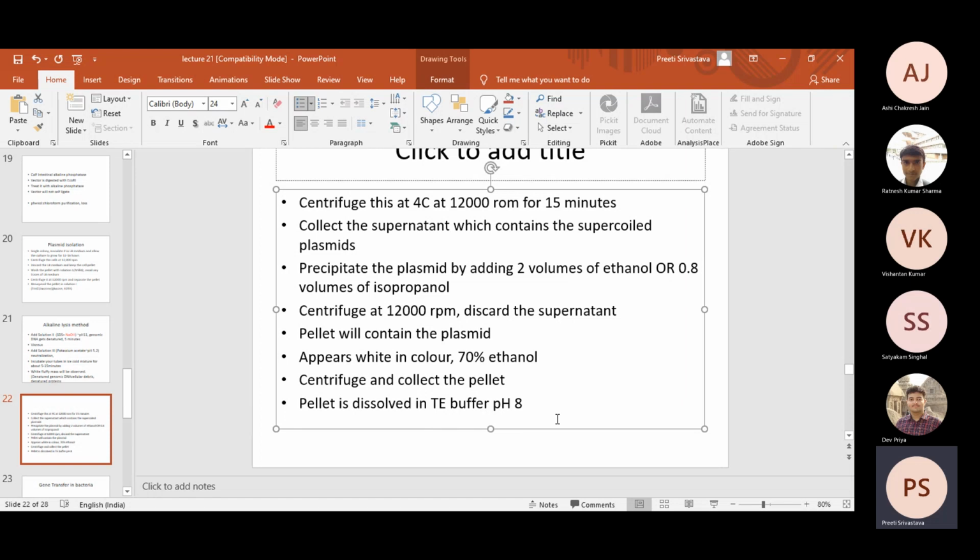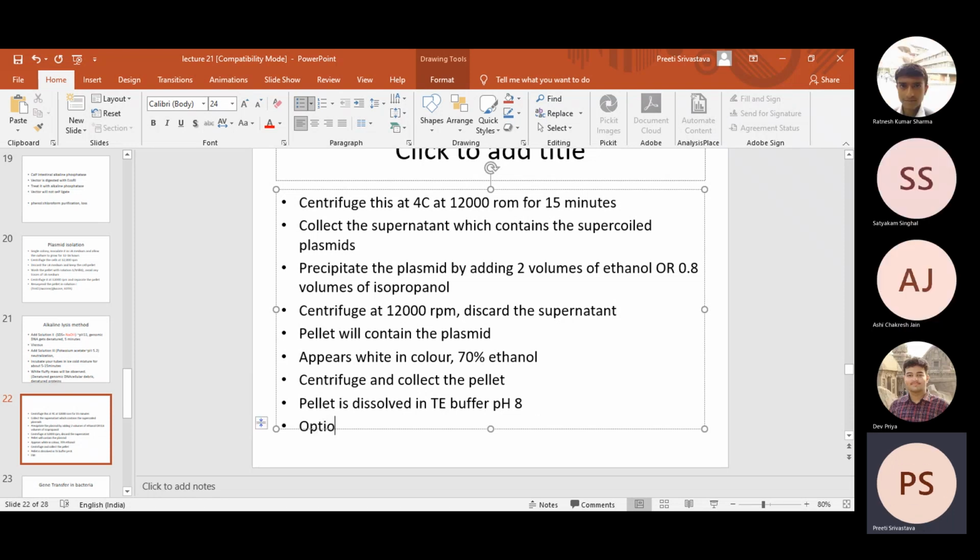Okay. Now, many a times what people do is that if the pellet still looks impure, you can include a step, I will write it as optional. So many a times people do use phenol chloroform treatment of the solution, exactly like the way we had discussed. Or the second thing is, many a times when you analyze it on a gel, RNA contamination is there, so you can treat it with the enzyme called RNase.